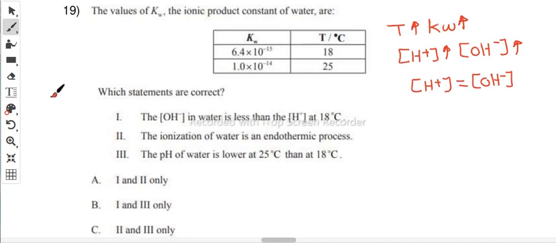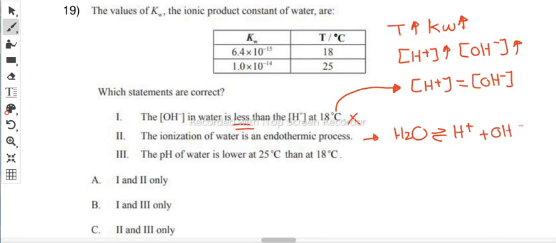So let's start reading. Which statements are correct? The hydrogen ion concentration or the hydroxide ion in water is less. It's not. Of course, for pure water, no matter what the temperature is, both should have exactly the same concentration. So this is an incorrect answer. The ionization of water is an endothermic reaction. So if you remember, the chemical balanced equation is water that splits into H positive plus OH negative. Is the ionization endothermic? Yes, it is. Remember that this is a decomposition reaction. So yes, it is endothermic.